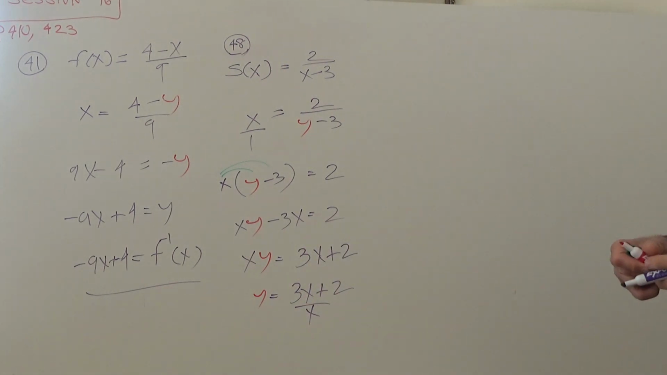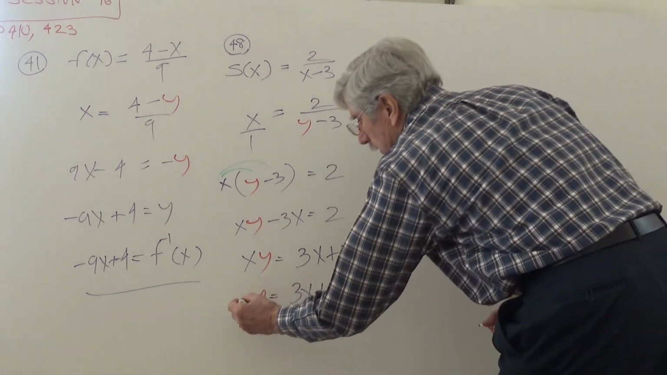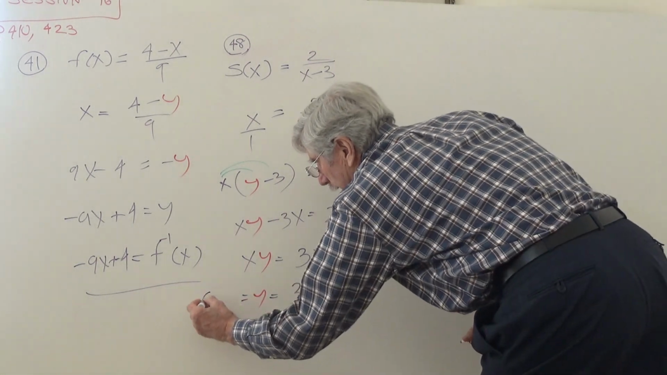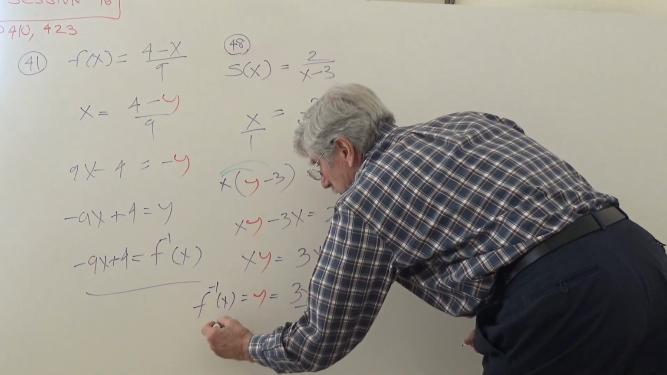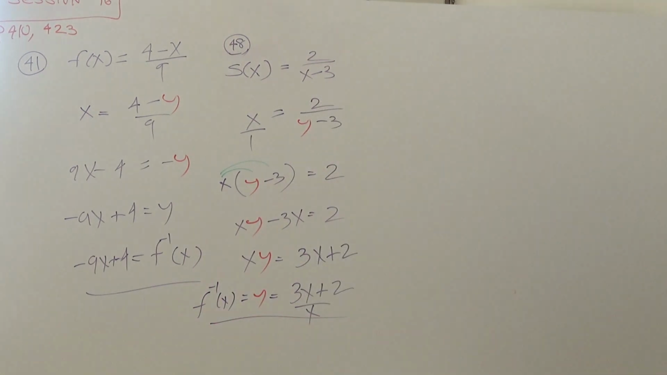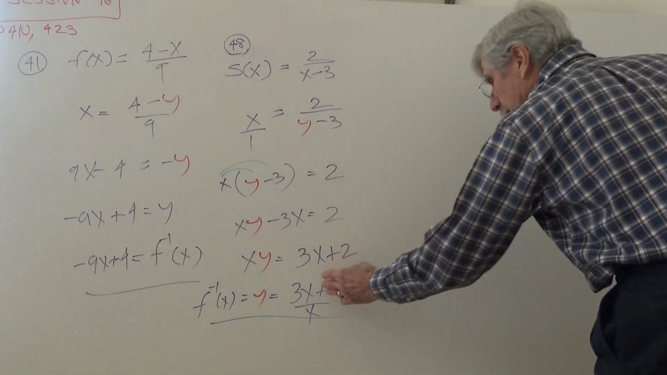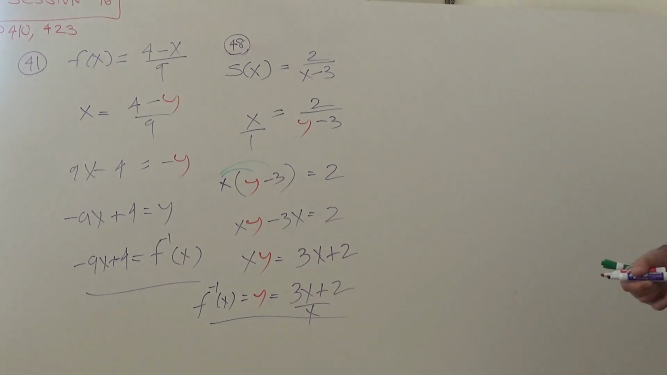The last thing we do would be to change that y to f inverse of x, the f and the little negative 1 up there in x. And that should be a nice answer for us. F inverse of x equals 3x plus 2 all over x. Remember, you cannot cancel the x's here. This is a good answer. Leave it. Don't cancel the x's.